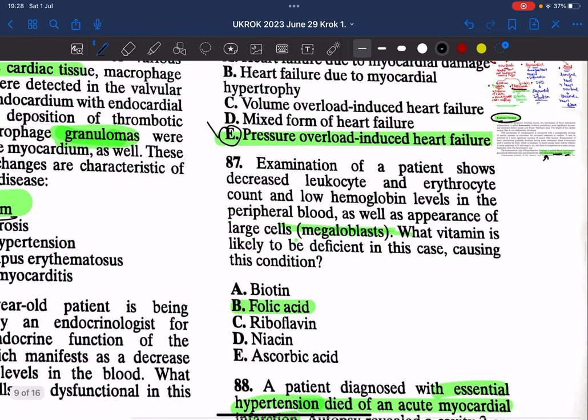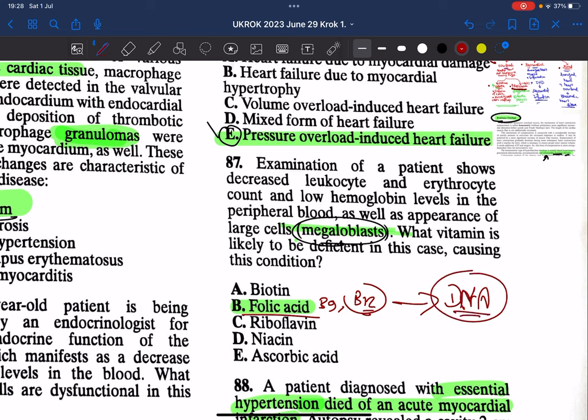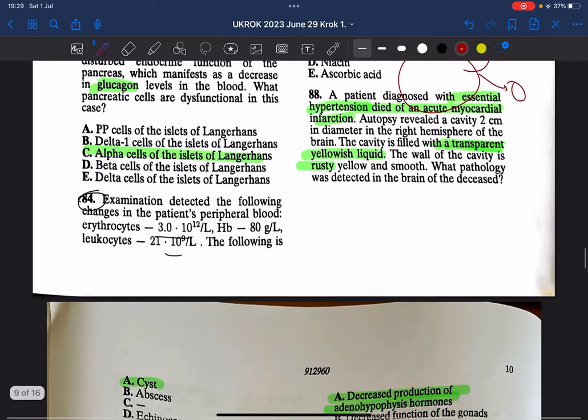Next, we have the appearance of large cells. These are called megaloblasts. What vitamin deficiency can lead to megaloblasts? Folic acid and cobalamin, so B9 and B12. Why? Because these vitamins are involved in DNA synthesis, and when they are deficient, the DNA will not be synthesized well, and the cell will stay big and not divide into two. This will lead to megaloblast formation, or big cells, or megaloblastic anemia as well.